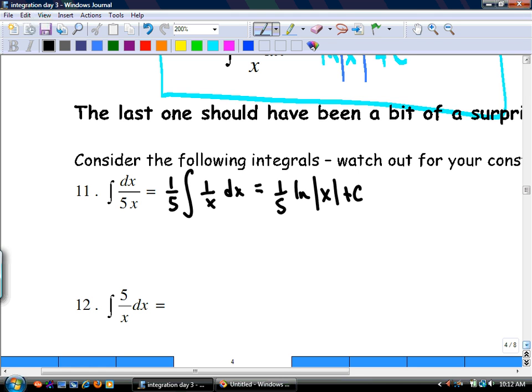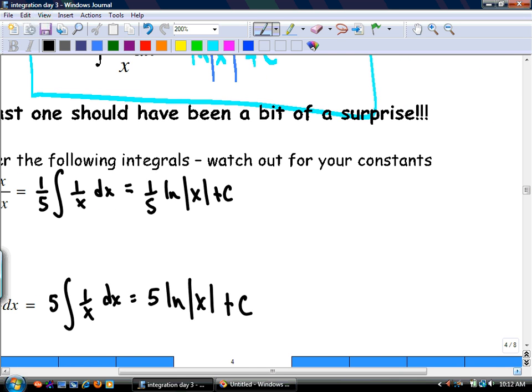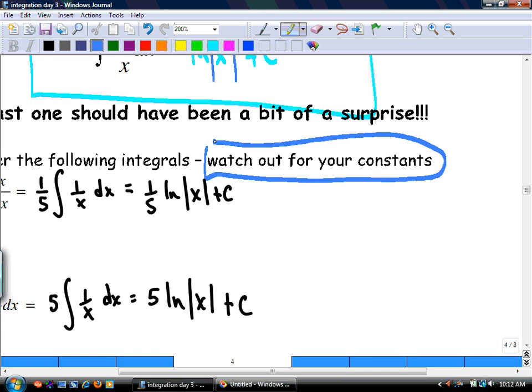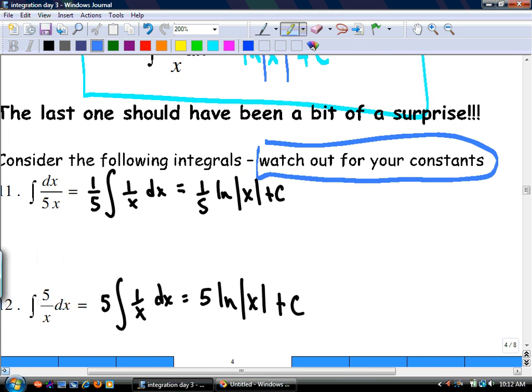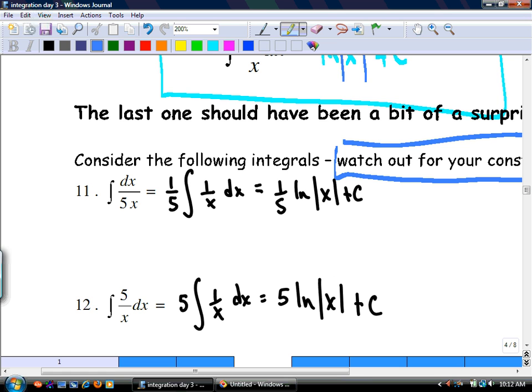Can you see why there's a hyphen in that sentence in your notes? Because the next one, read the hyphen. You know what the most common mistake is? Look at number 11. What do you think the most common mistake is? Yeah, 5, not 1/5. Because you pull the 5 out, right? But when you pull the 5 out, you're really pulling a 1/5.